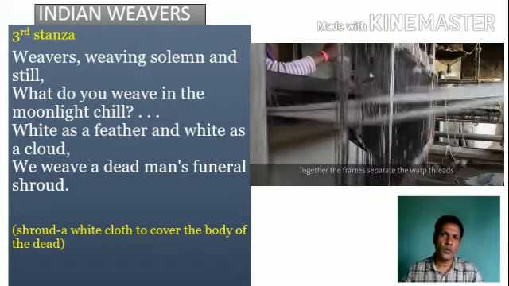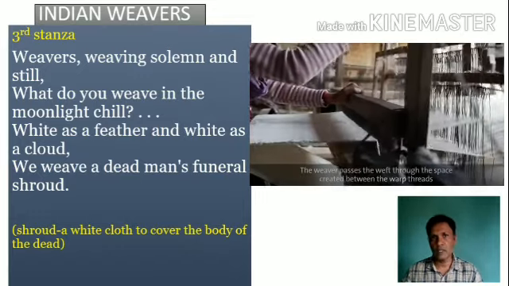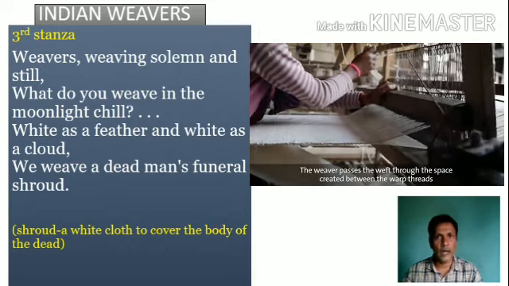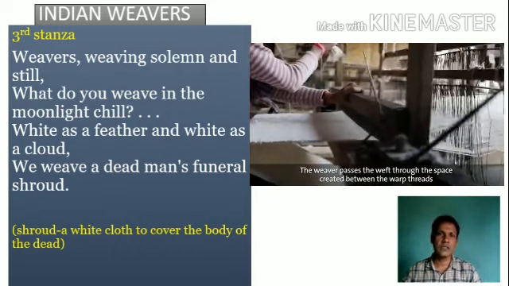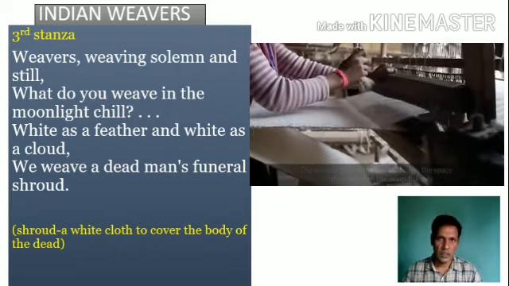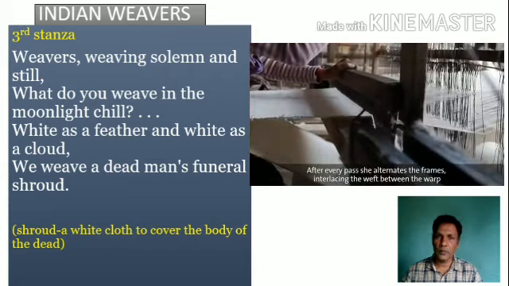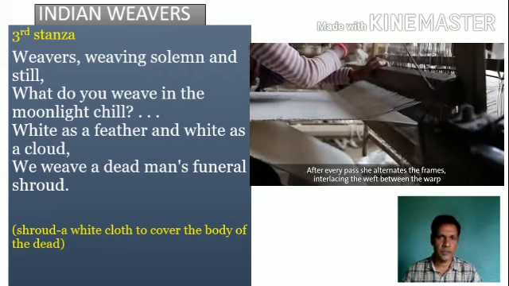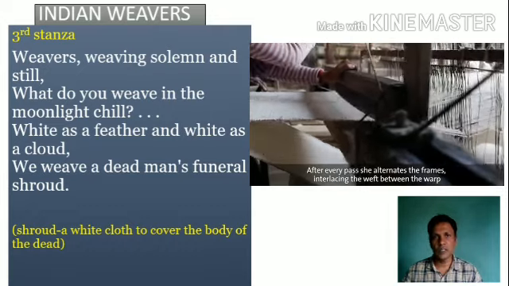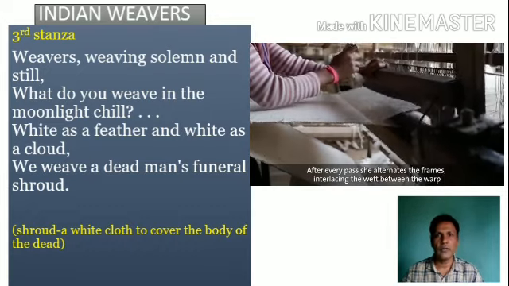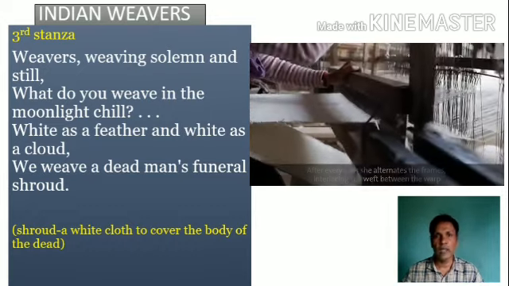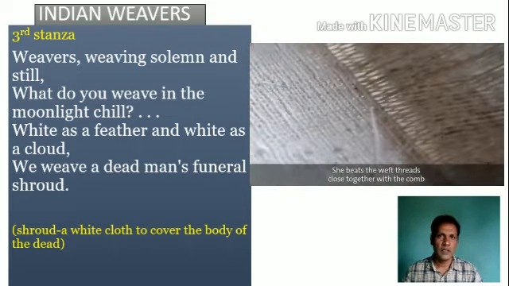When the poetess asks, what are you doing at this time? Look at the question word what, because in the first two stanzas the poetess uses the word why, but here in the third stanza she uses the word what. And this word suggests perhaps the poetess is also confused. She is not sure why the weavers are in solemn mood, why the weavers are unhappy.